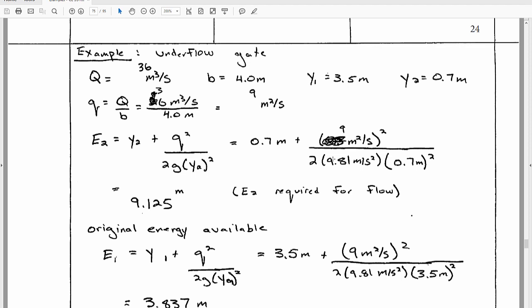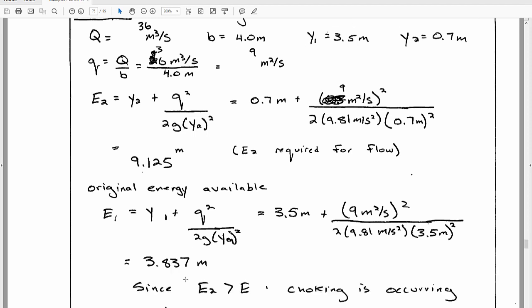Now, was there enough energy originally with that original flow depth of 3.5 meters to provide for this? No, because we had the depth of 3.5, and we can find out the velocity head component when we have that same depth of 3.5 meters. There was only 3.84 meters of energy available. And so what we know is that since there wasn't enough energy originally, since the E1 is less than the amount of energy required at 2, then choking will occur.